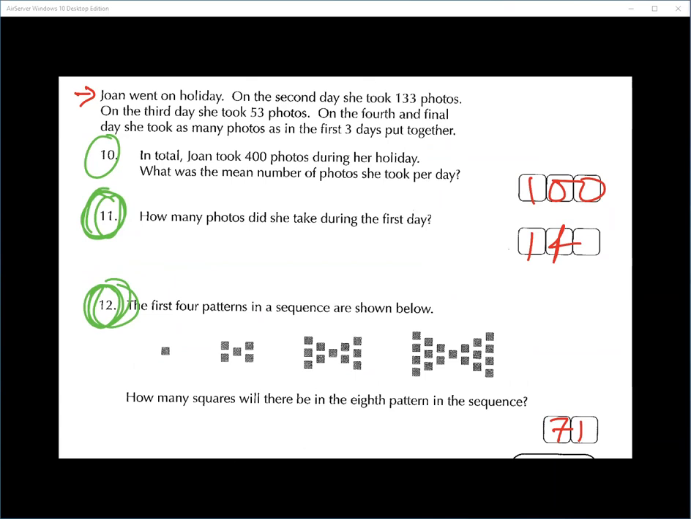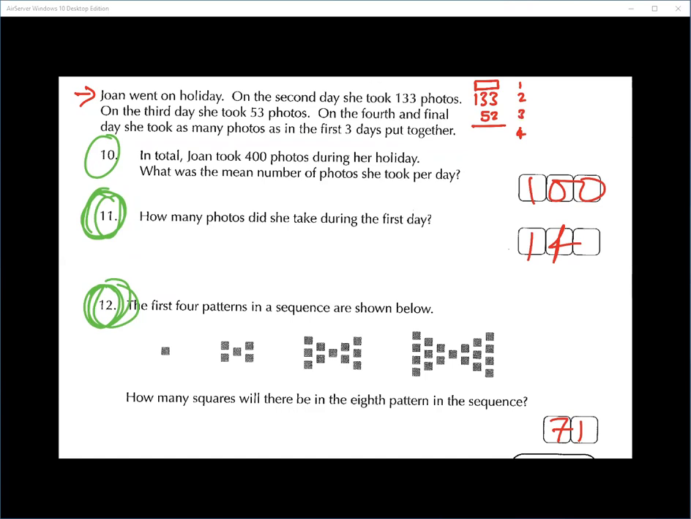John went on holiday. On the second day, she took 133 photos. On the third day, she took 53 photos. On the fourth and final day, she took as many photos as the first 3 days put together. In total, John took 400 photos during her holiday. What is the mean number she took per day?